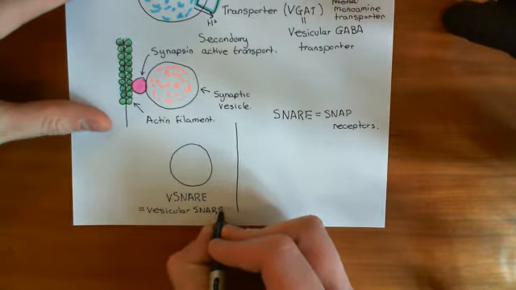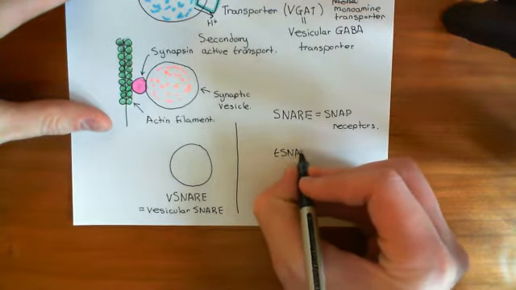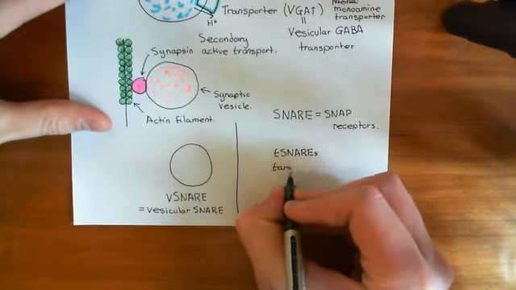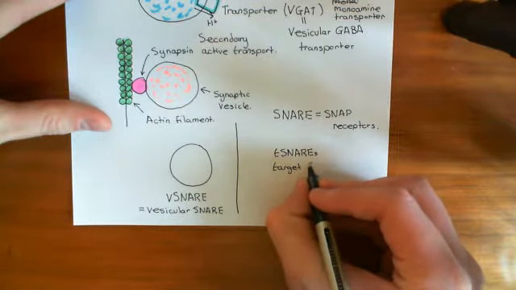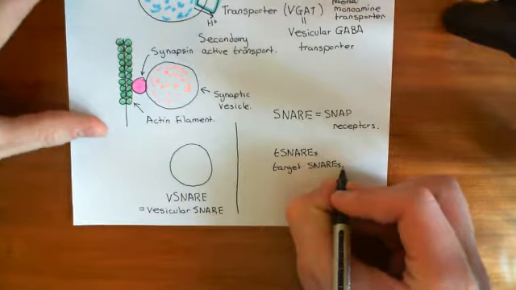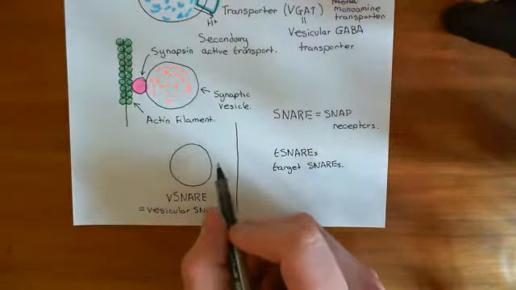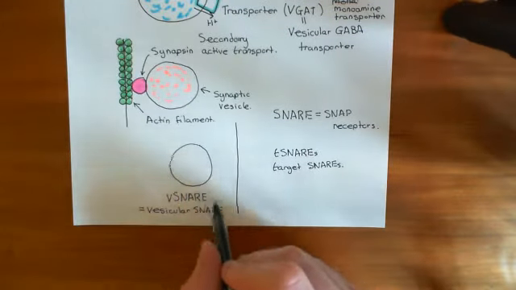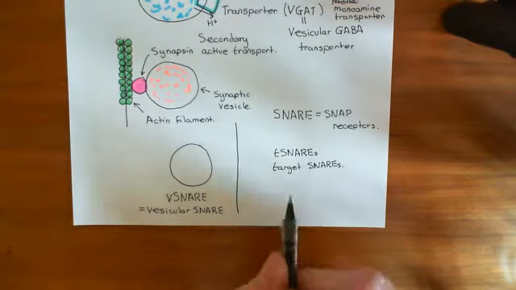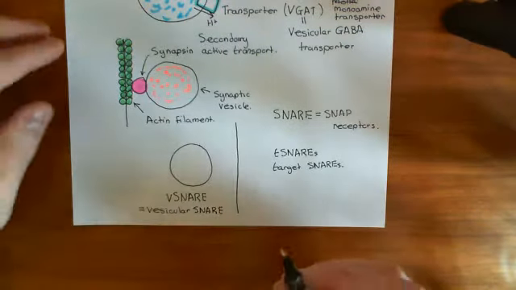And then the T-SNAREs, which stand for target SNAREs. In this case, the plasma membrane is viewed as the target membrane. So that's why the target SNAREs are within the plasma membrane. Now, in the case of the SNARE complexes formed in neurotransmission, basically one alpha helix is going to be provided by the V-SNAREs, and three alpha helices are going to be provided by the T-SNAREs. If you don't understand what that means yet, don't worry. I will say it again in a moment, once I've drawn a picture.